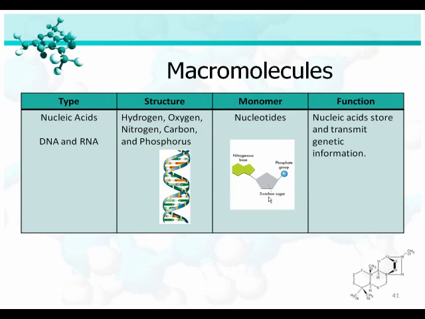Nucleic acids are the fourth type of macromolecules, and they would include DNA and RNA. Structure would include hydrogen, oxygen, nitrogen, carbon, and phosphorus. Nucleotides are monomers for nucleic acids. As you can see, the nucleotide consists of 3 parts: a nitrogen base, a phosphate group, and a sugar. Nucleic acids store and transmit genetic information.